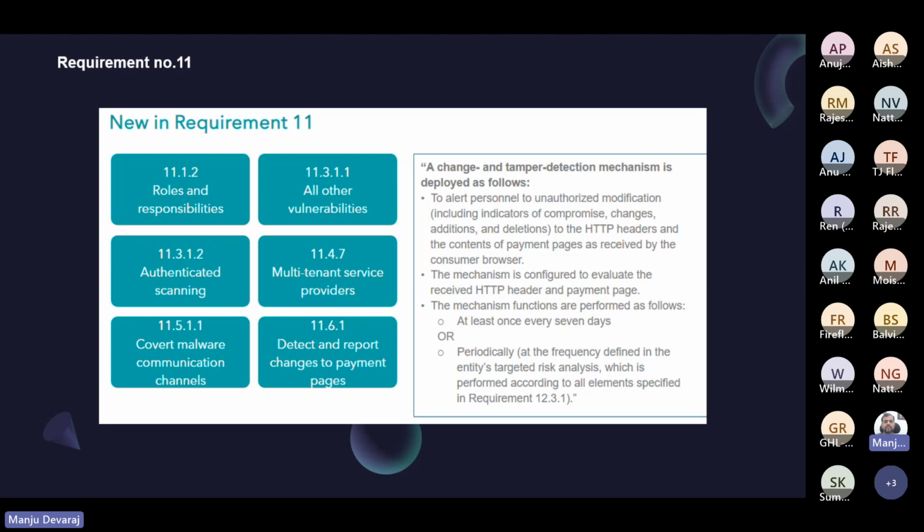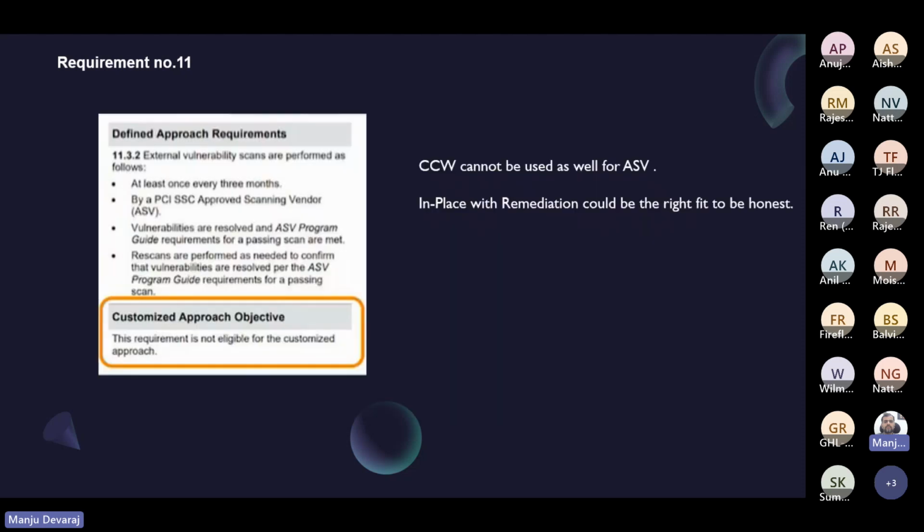They have explicitly mentioned they need to make sure that they comply, that there's enough isolation and segregation in user accounts and all this. Now, very, very important, covert malware communication channels are also getting addressed, and detect and report changes to payment pages, because they want to make sure, especially on payment pages where there are scripts, that they are highly protected, because many times there are scripts embedded and there's a lot of compromise which happens there. Actually, in the past also a lot of compromises have been seen there.